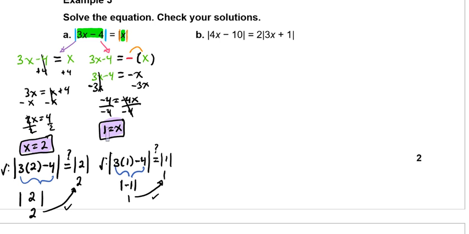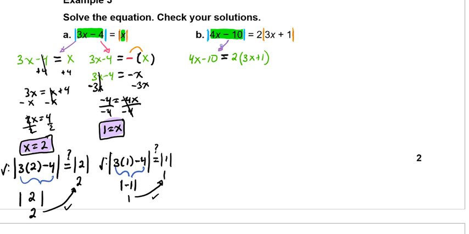Here we have the absolute value of 4x minus 10 equals 2 times the absolute value of 3x plus 1. So here we see one set of absolute values and then a second set of absolute values. So we're going to take our first absolute value, the one on the left, and write it twice. 4x minus 10 equals, it's going to equal 2 times 3x plus 1.